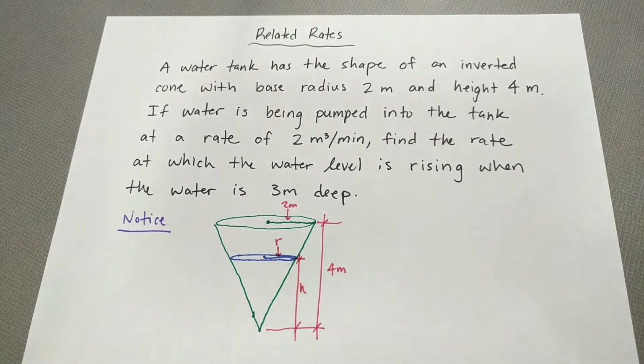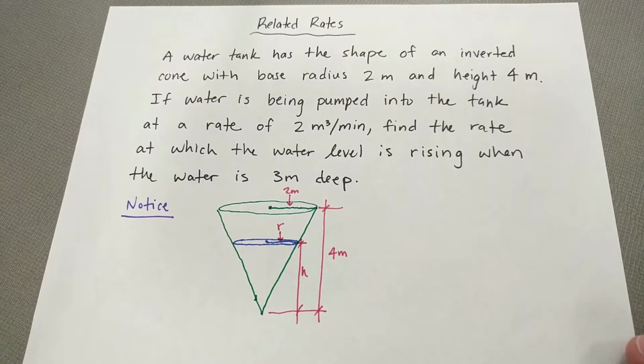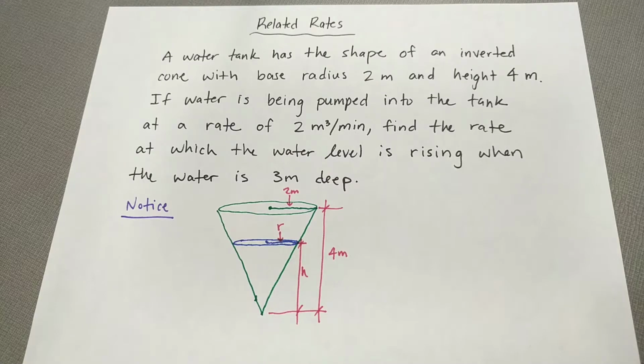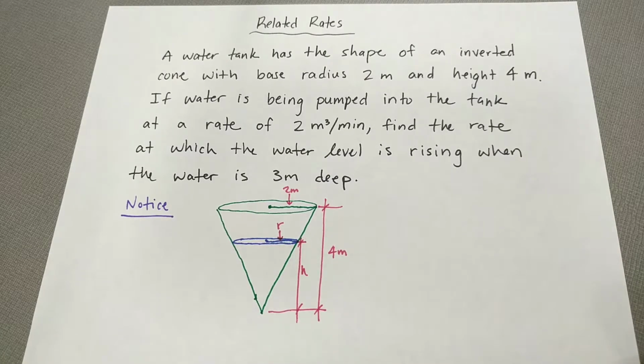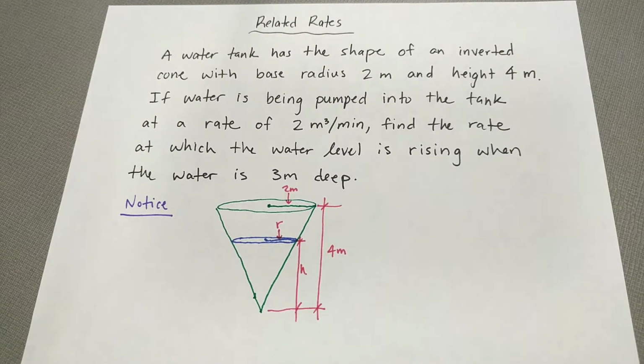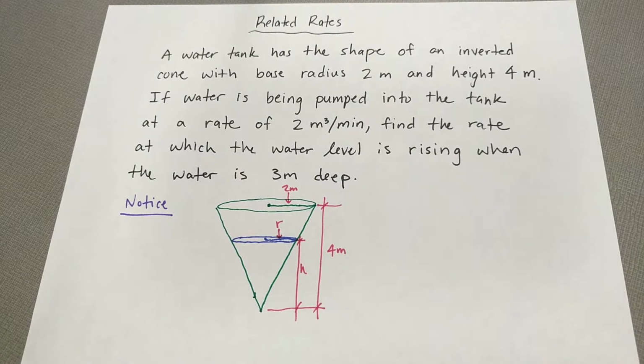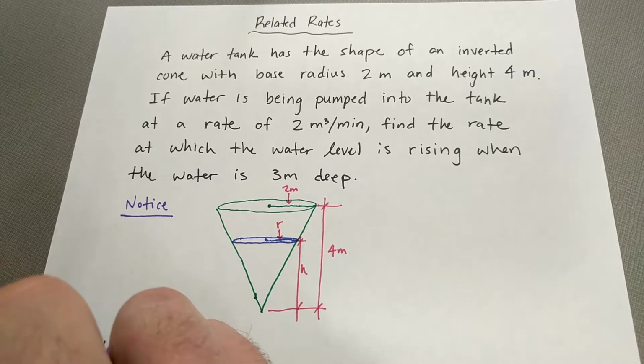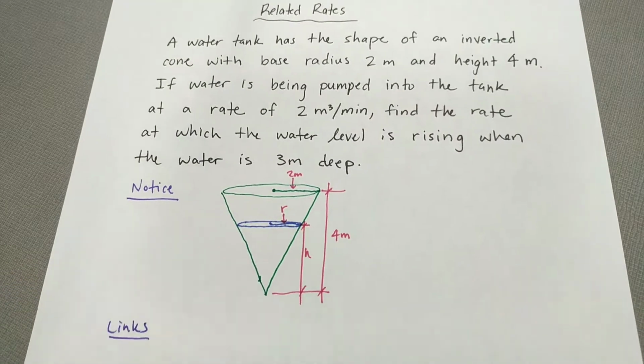So I will choose the more natural variables here, R being the radius of the water and H being the height of the water. Okay, so at this point, maybe this is all I notice. So now I'm going to go ahead and move on to my links.